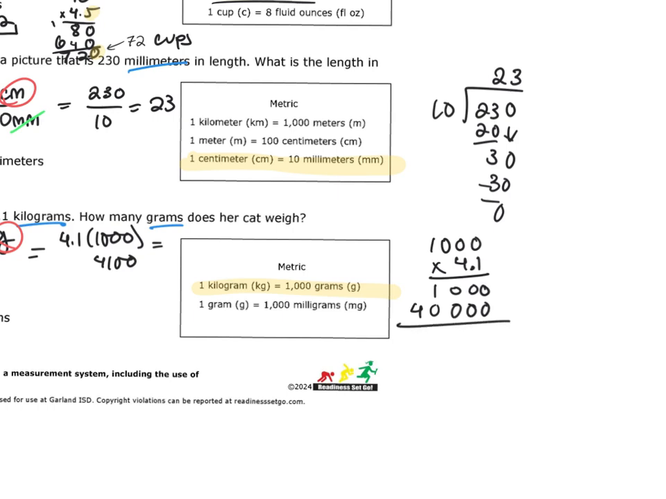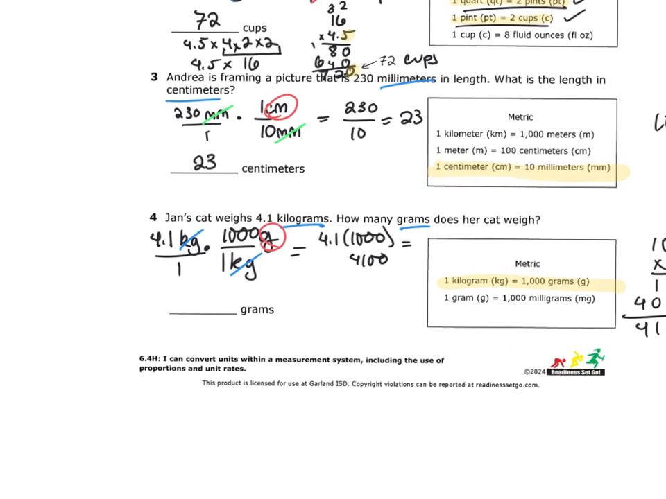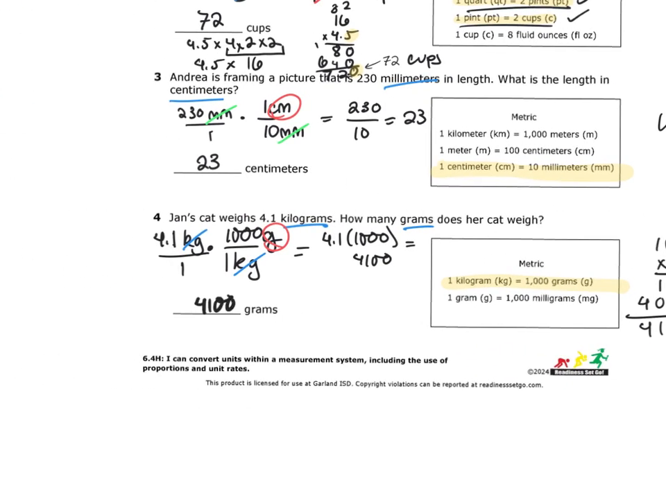So there, I'm ready to multiply my numbers. All right, and remember I had one value behind the decimal in my factors, so I'll have one value behind the decimal in my product. There we go, 4,100, which is what we said it would be. So 4,100 grams.